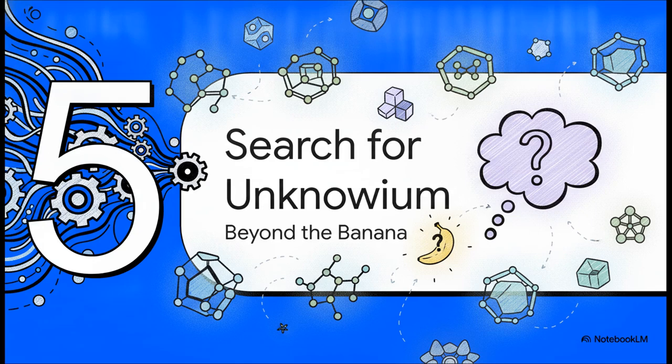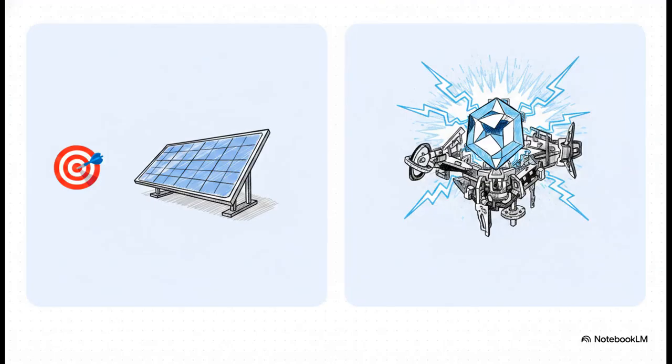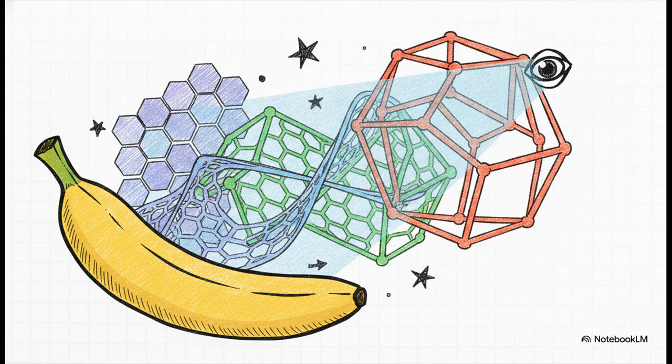Section 5. The Search for Unknowium. And that leads us to the ultimate goal of AI in materials science, finding what we didn't even know we were looking for. You've probably heard the classic engineering term unobtainium, a hypothetical material with perfect properties for a known application, like, say, a perfectly efficient solar cell. But AI's true holy grail isn't unobtainium, it's unknownium. Unknownium is finding a completely unknown material for a completely unimaginable technological application. True discovery awaits way out there, beyond the banana curve.